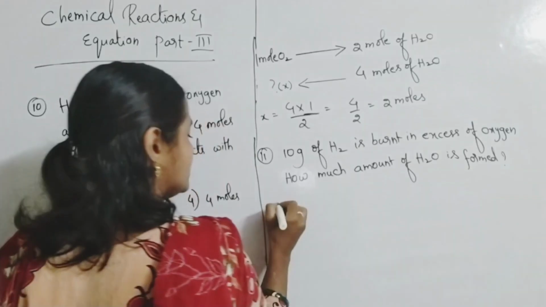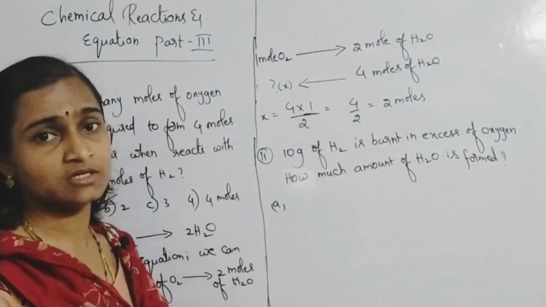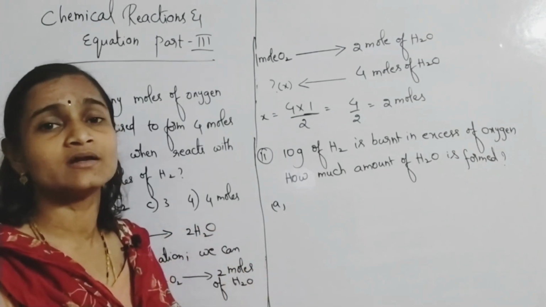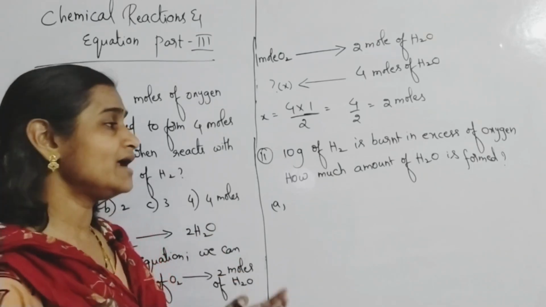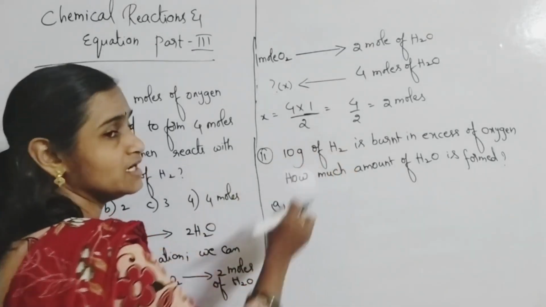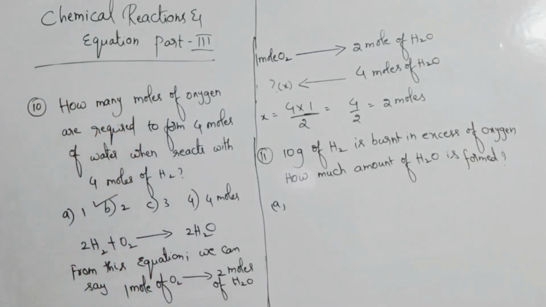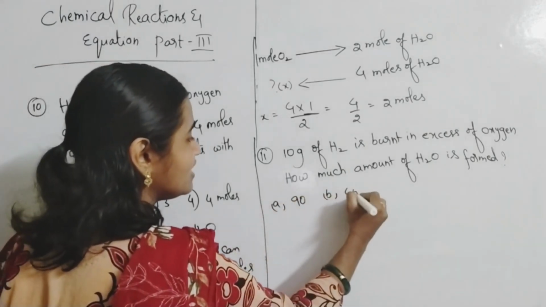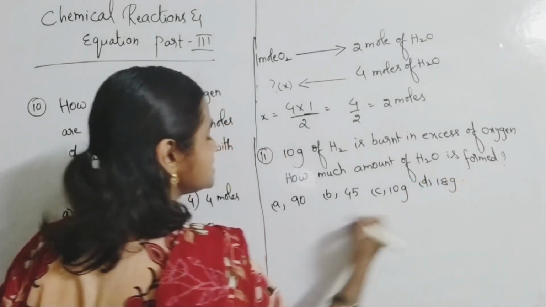Did you understand? 10 grams of hydrogen is burnt in excess of oxygen. So if you are burning hydrogen and oxygen, the substance formed is water only. So you have to write a balanced equation for that. And if 10 grams of H2 is burnt, how much water will be formed? You have to find that out. Here options are given: 90, 45, 10, 18 grams. This is your question.